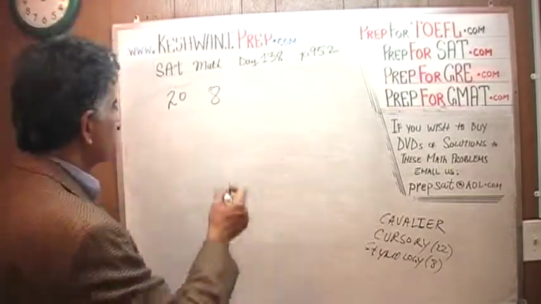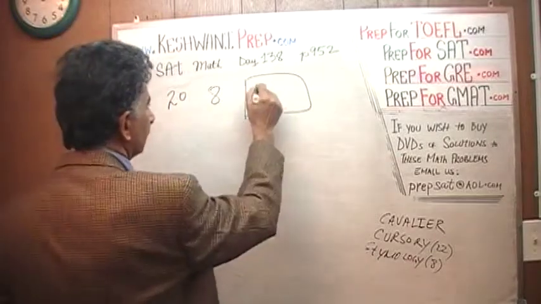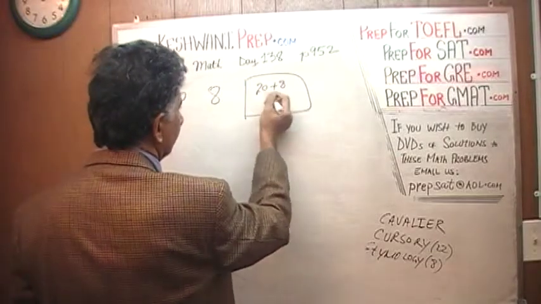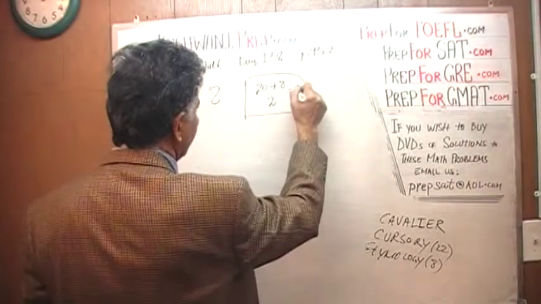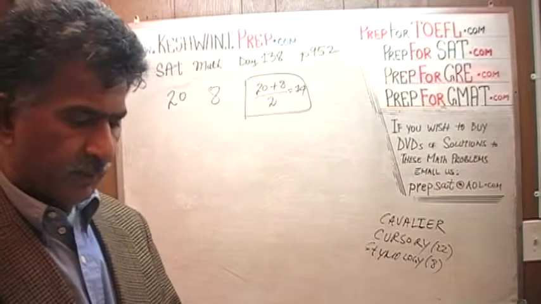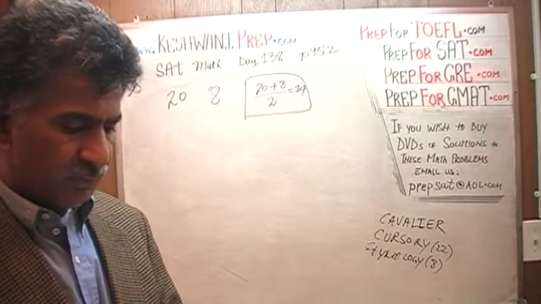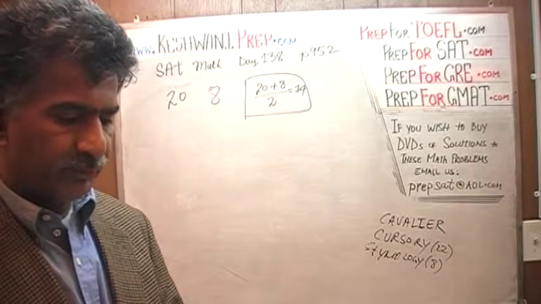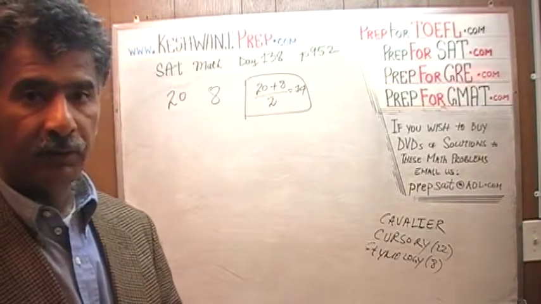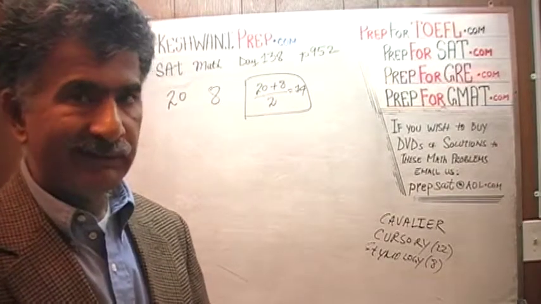So this third term that we haven't written yet is simply the average of these two. So it's 20 plus 8, which is 28, divided by 2, so it should be 14. So far so good. What are they asking for? What is the value of the first term in the sequence that is not an integer?